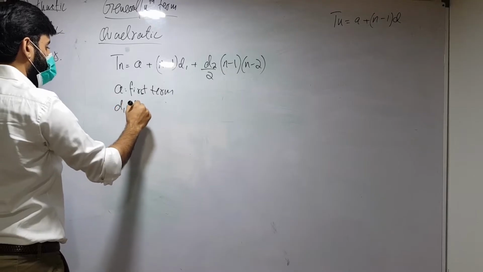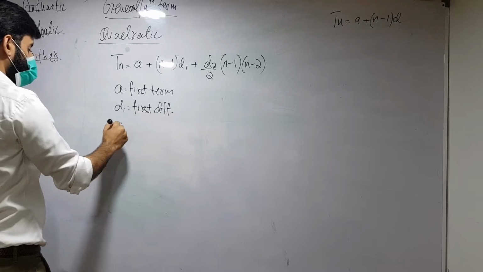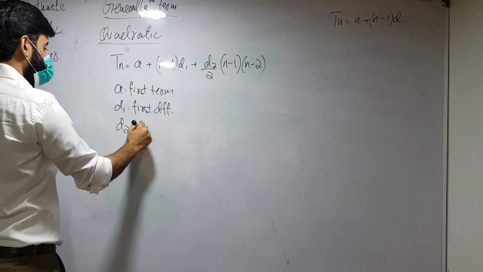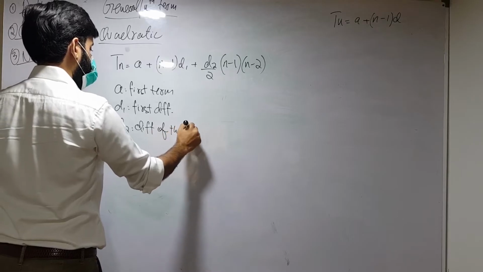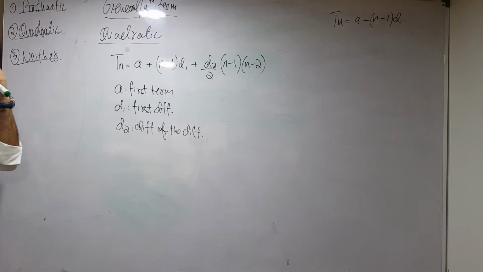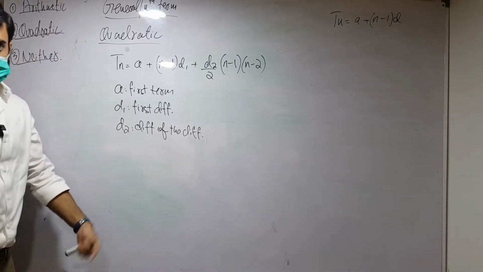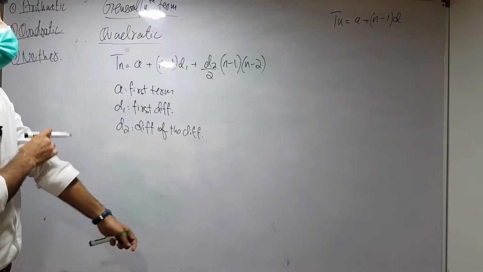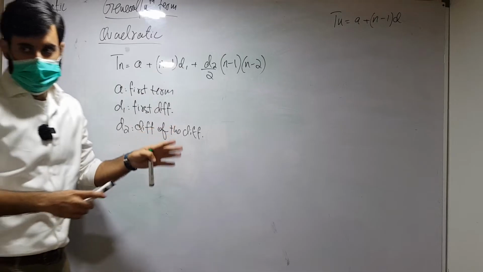d1 is the first difference. That means the difference between the first two terms. And d2 is the difference of the difference. So again, A is the first term, d1 is the first difference, and d2 is the difference of the difference. So I'm going to do an example for you guys so that you know how to plug in the values and how to simplify this.